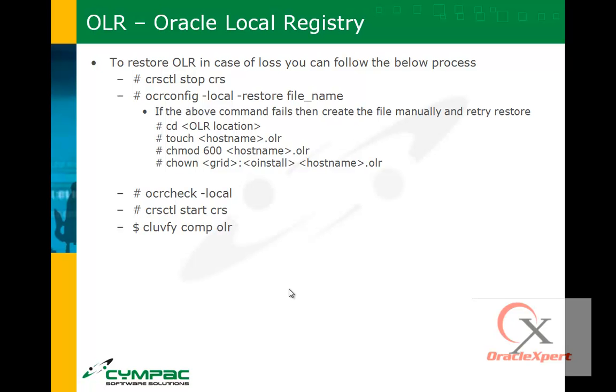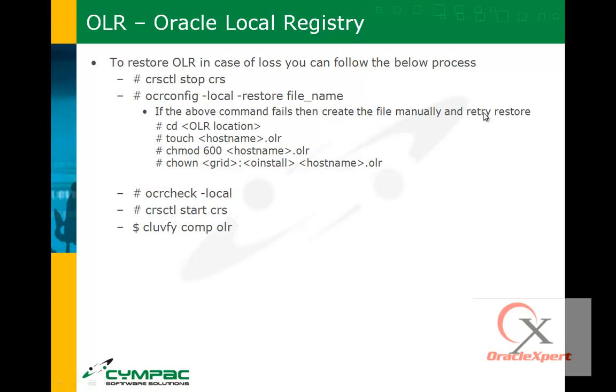Now if for some reason the above command fails, then try doing this manual fix. Change to the OLR location wherever it is supposed to be. Touch the file with the name hostname.olr. Change the file permission to 600. I have already shown you, the file was having only read write for the owner. And change the ownership to grid:oinstall of that particular file. Grid means any user who has installed the grid infrastructure software, along with the group. And then try doing the restoration.